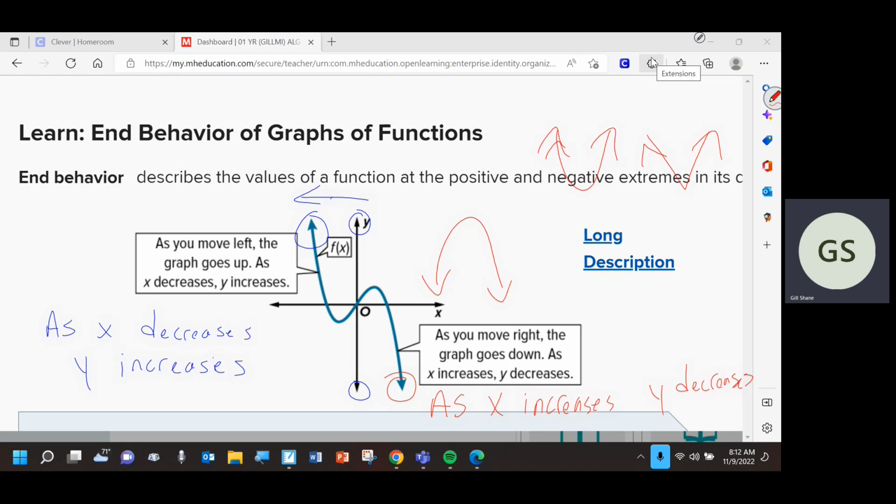As x increases or decreases, it doesn't matter. If I'm going left, the arrow is going up. I'm going right, the arrow is going up. So your y is always increasing. Doesn't matter if x is increasing or decreasing.